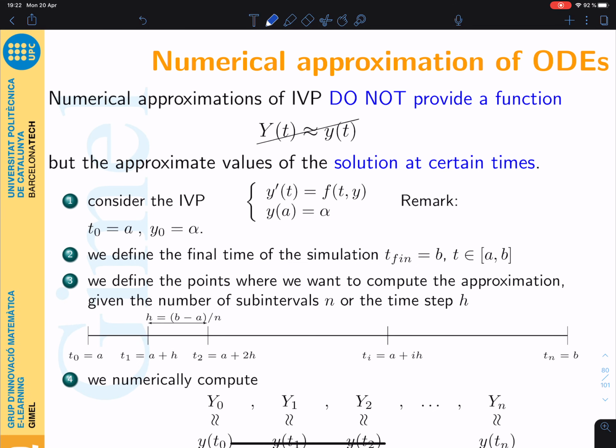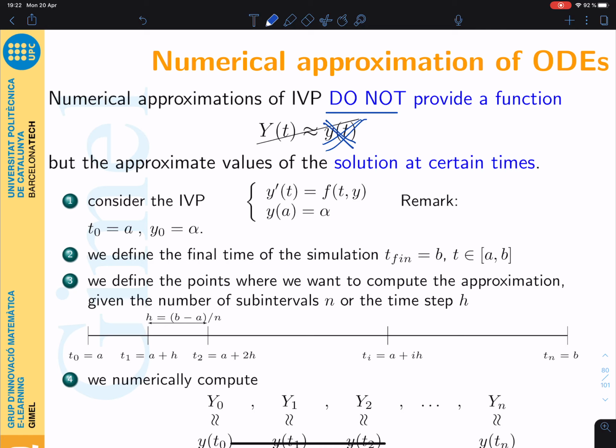As I was saying, numerical approximations of initial value problems do not provide a function. I'm not going to find y(t). I give up on that, but I don't care. Instead of finding the analytical and perfect solution, I will just find an approximate solution with the desired precision for my problem.